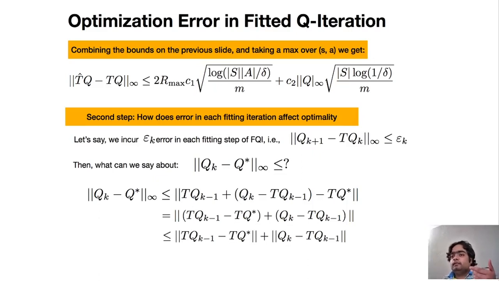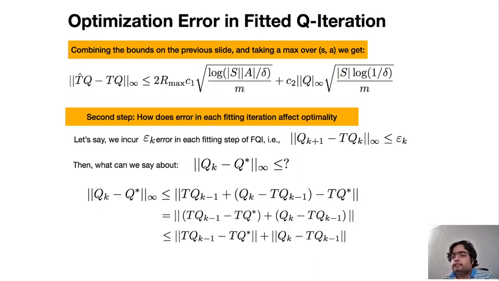Now we know that the norm of a sum of vectors, by triangle inequality, is less than the sum of the norms of the individual vectors. So you can use triangle inequality here, and break this summation down into two terms. The first term is TQ_{k-1} minus TQ star, which is this additional thing that we introduced, and Q_k minus TQ_{k-1} is the TD error, or the Bellman error, that we knew something about from our assumption, or from the fact that we incur epsilon k error.